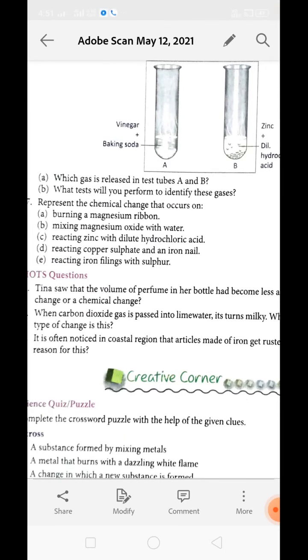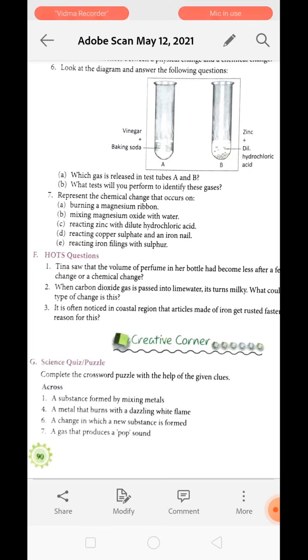Okay, now next question. When carbon dioxide gas is passed into lime water, it turns milky. What could be the reason and what type of change is this? When carbon dioxide is passed through lime water, it forms calcium carbonate. Because of it, it turns milky, and this is a chemical change.